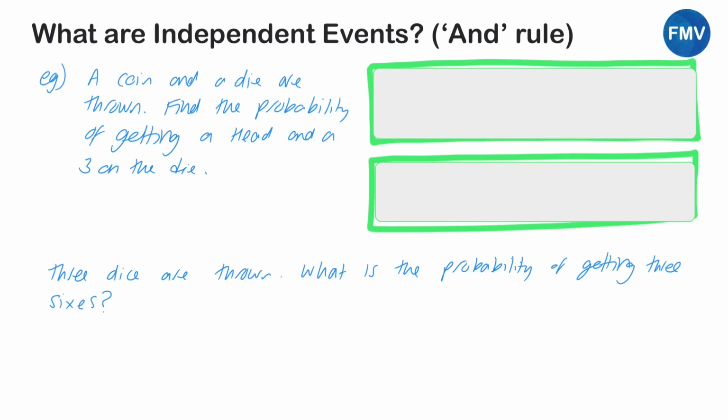Hello again. So in this video, we're looking at what are independent events, also known as the AND rule. And if you go back a video, we would have been looking at the opposite of this called the OR rule. Okay, let's look at this here.